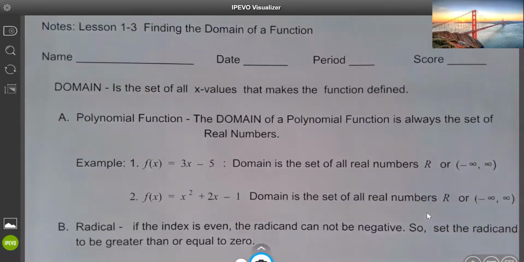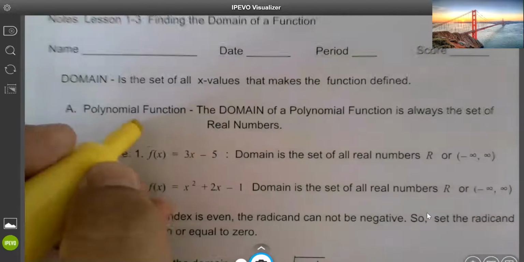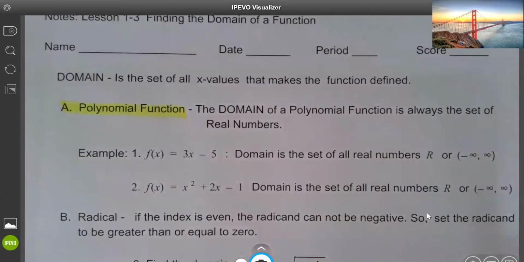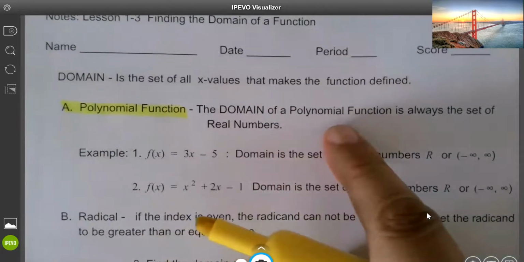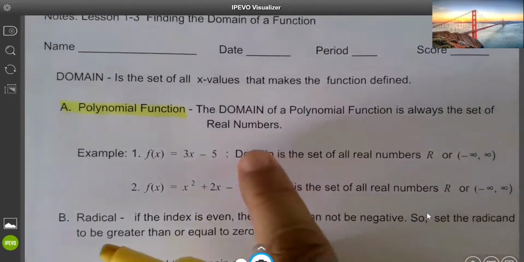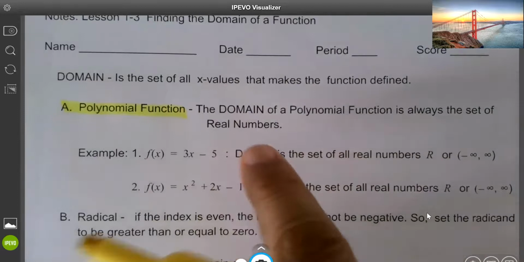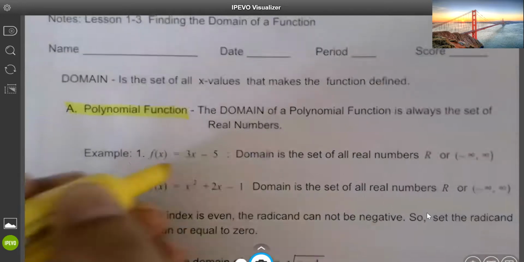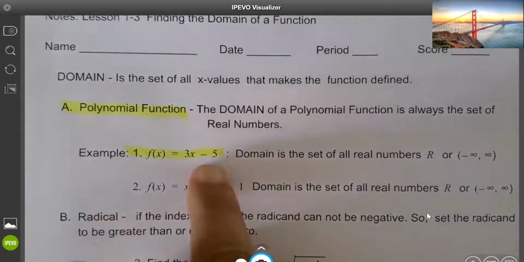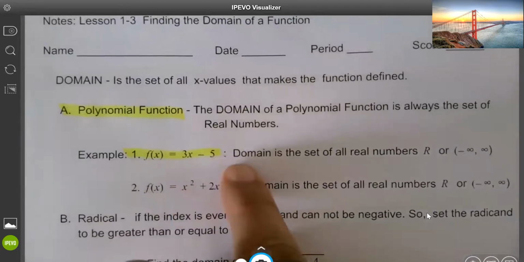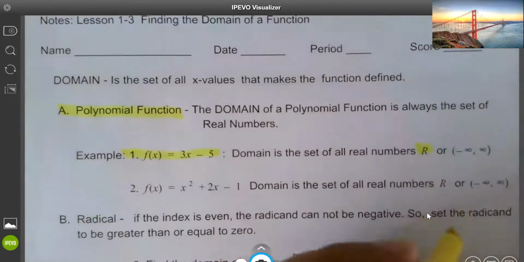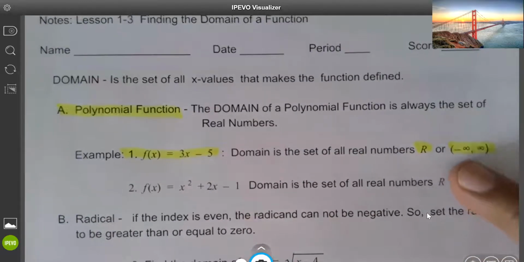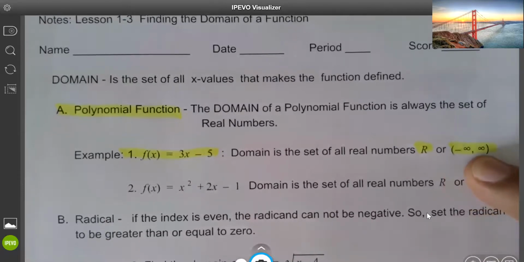So let's say, for example, for letter A, if the given function is a polynomial function, you don't need to do anything because the domain of a polynomial function is always the set of real numbers. Let's say, for example, I have here f(x) = 3x - 5. This one is a polynomial function, and so the domain is the set of all real numbers, or in interval notation, you can write it as from negative infinity up to positive infinity.